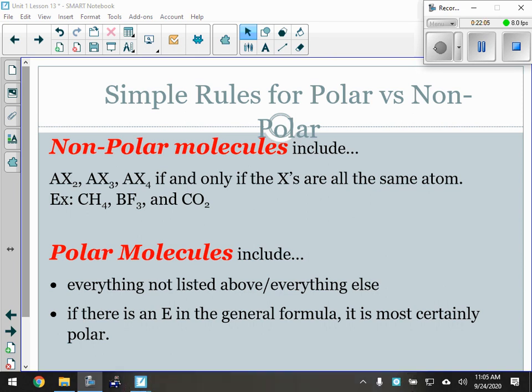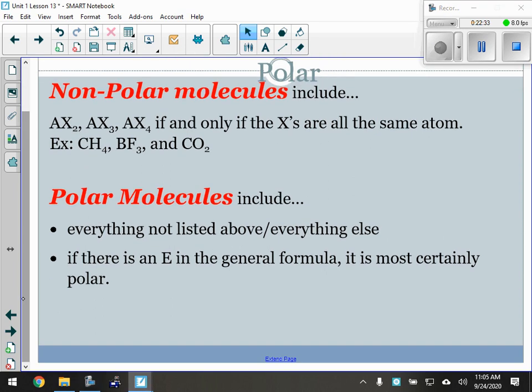CO2, like we did before, AX2 is the same as this X. So this force cancels out that force. CH4, CF4. As long as those atoms are the same and it looks symmetrical to you, then it should be nonpolar. If it's not that, basically everything else is polar. Most molecules are polar. Everything that's not listed above, we change one of those letters, it becomes polar.